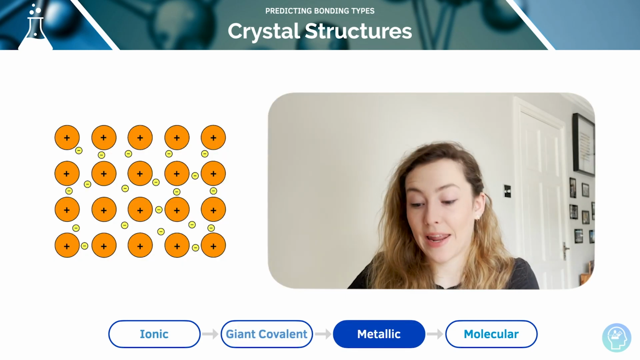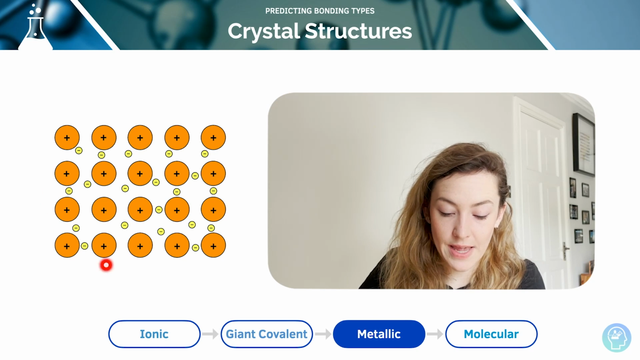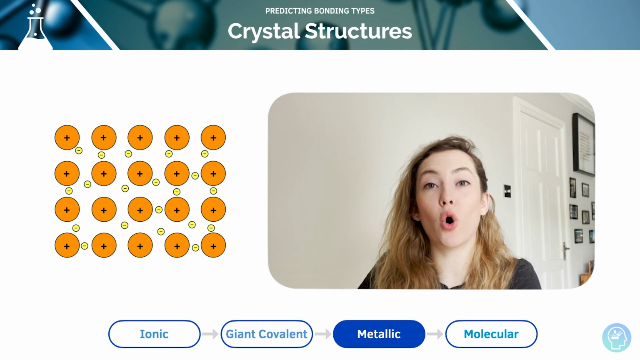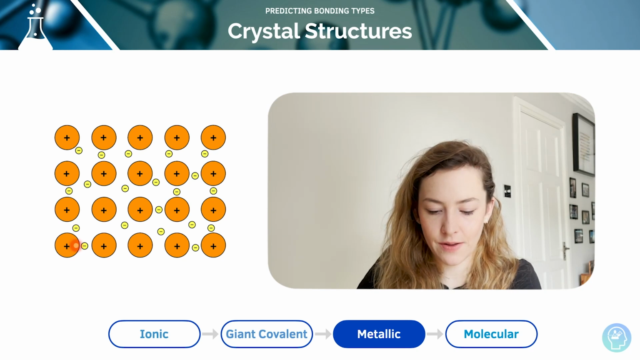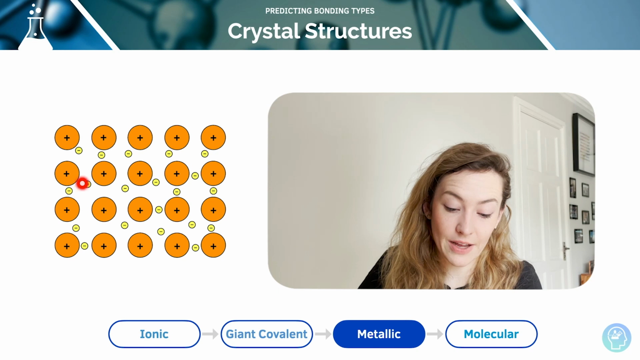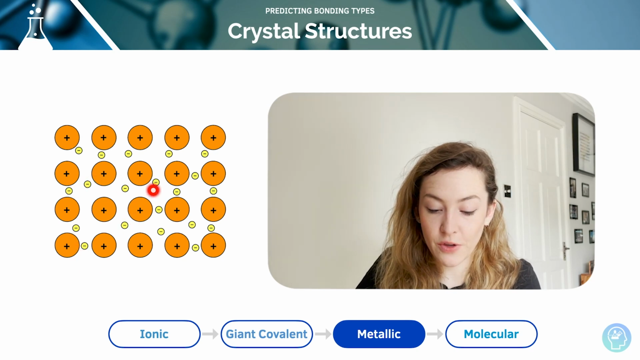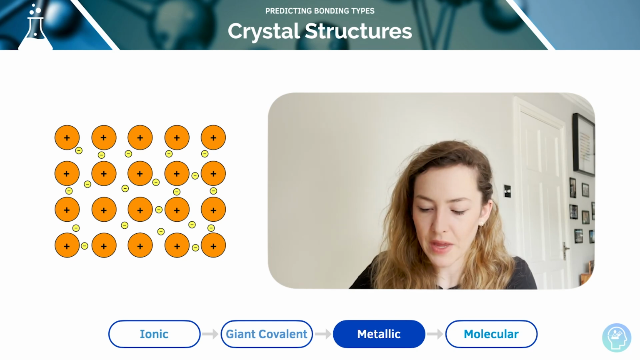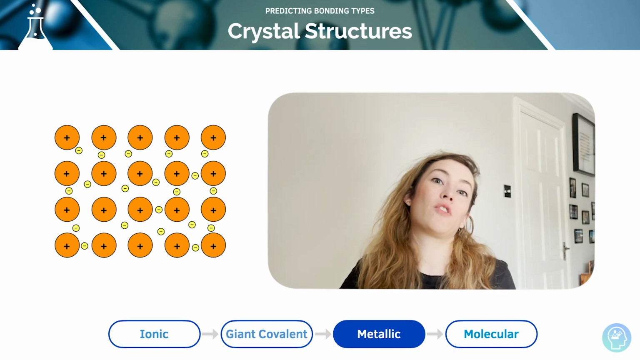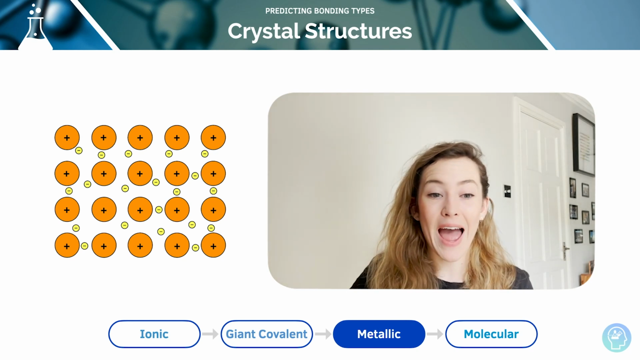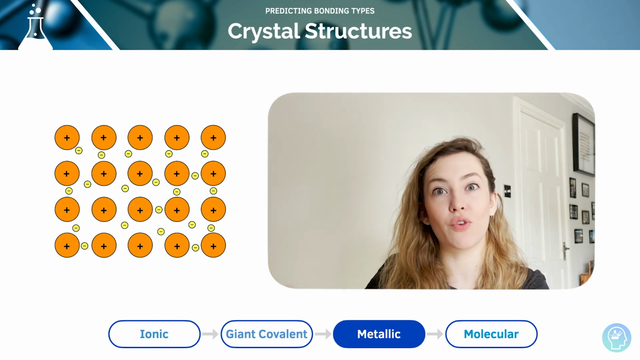And then we've got a metallic structure. As you can see here, we've got our large number of closely packed, positively charged metal ions in the center. So these are our orange circles here, and they're surrounded by a sea of delocalized electrons. Remember, they're delocalized because the electrons are not associated with any particular atom and they're free to move. And the lattice is held together by the strong electrostatic forces of attraction between those positive metal ions and the oppositely charged sea of electrons around them.